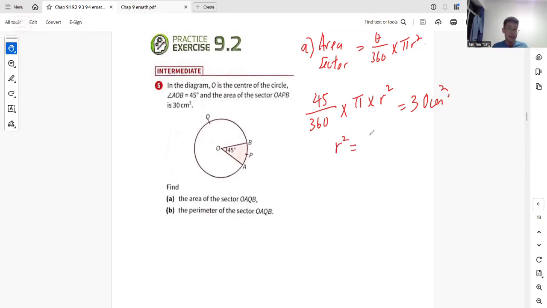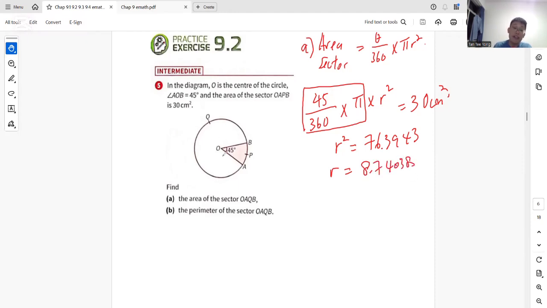So r square is equal to 30 divided by 45 over 360 pi. This will give me 76.3943. So r is equal to the square root of that answer, which is 8.74038.